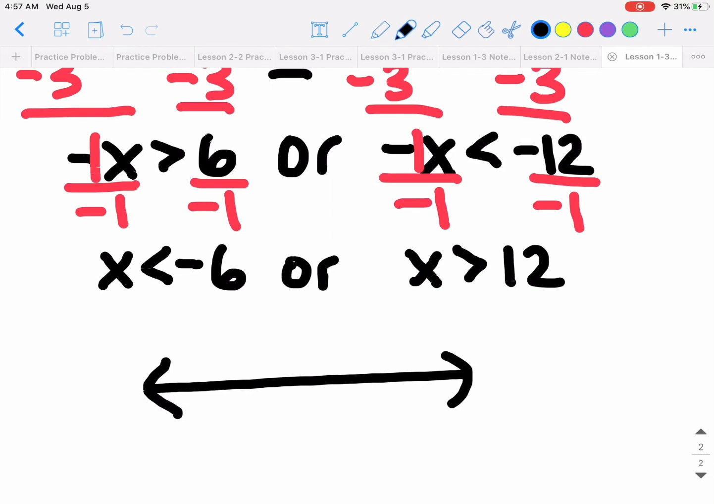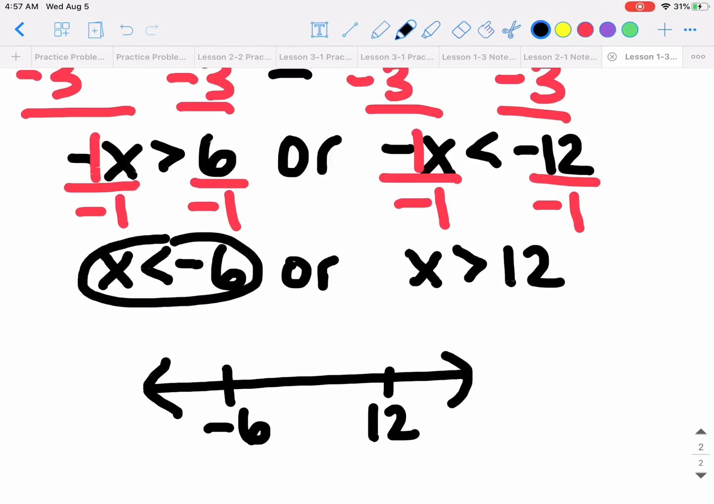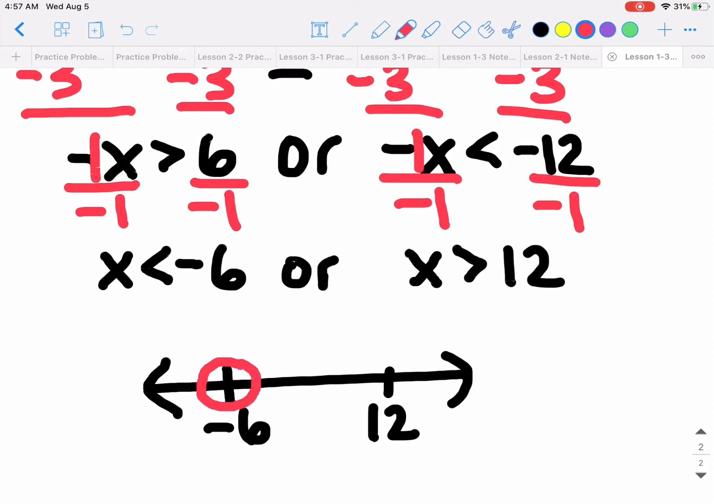I'm going to draw a number line. I'm going to put those two important numbers, and I'm going to start shading. So I know x is less than negative 6. What that looks like on the graph is negative 6 is not included, so I'm going to put an open circle on it, not a shaded dot. And then, since it's less than, I'm going to shade everything to the left of negative 6 on the number line. So I took care of x is less than negative 6.